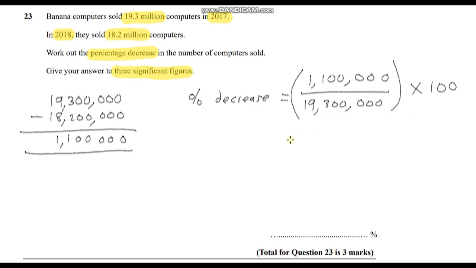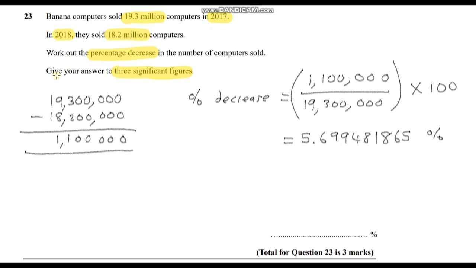Right, so after putting all of that into a calculator, I get the answer of 5.69948. I'm just going to write down everything on my calculator display, 1865, and that is percent. So it's just over 5% decrease.